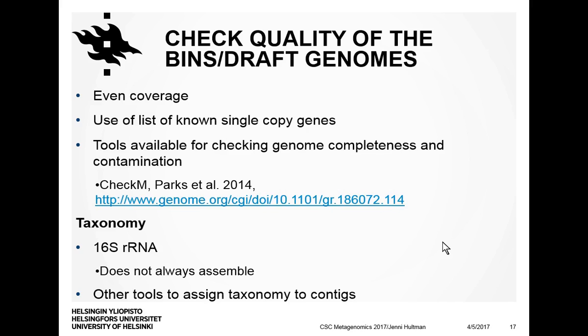And then also you should check the taxonomy of your bins. So either try to find 16S rRNA in your bin. 16S RNA doesn't always assemble really nicely because it's available in multiple copies. But if you find it in your bin, check that you only have 16S from one species, and then use other tools to assign taxonomy to all of your contigs.